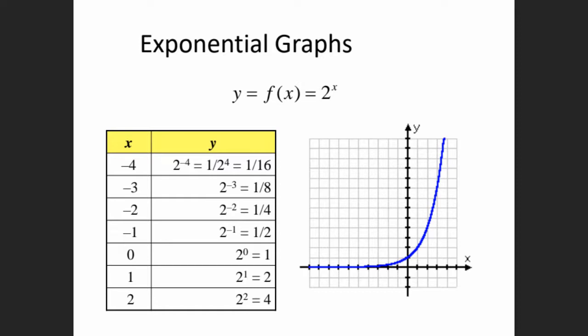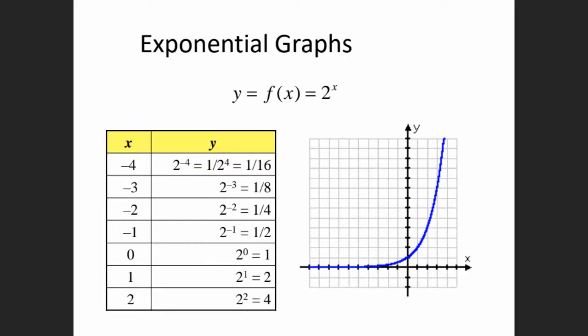So 2 to the 4th is 2 times 2 times 2 times 2, which gives me 16. So 1 over 16 is the first y value. And again, if I plug in 0, 2 to the 0 power, anything to the 0 power is always 1. Keep this in mind.